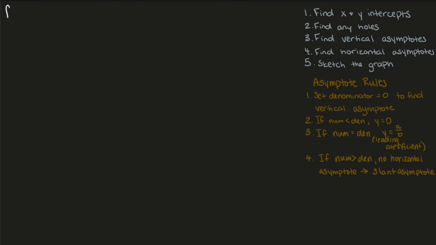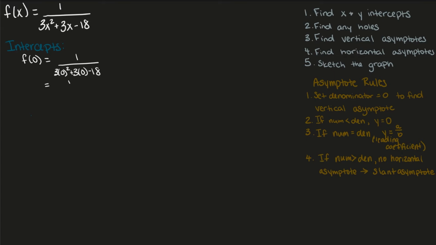For our next example, we have f of x equals 1 over 3x squared plus 3x minus 18. So first, let's find our intercepts. For our y-intercept, we'll set x equal to 0 and solve for y. So when we plug in 0 for x, we get 1 over 3 times 0 squared plus 3 times 0 minus 18, which is equal to 1 over 0 plus 0 minus 18, or just negative 1 over 18. So our y-intercept is at 0, negative 1/18. For our x-intercept, we'll set our numerator equal to 0, 1 equals 0, and this is not true, so this means we have no x-intercept.